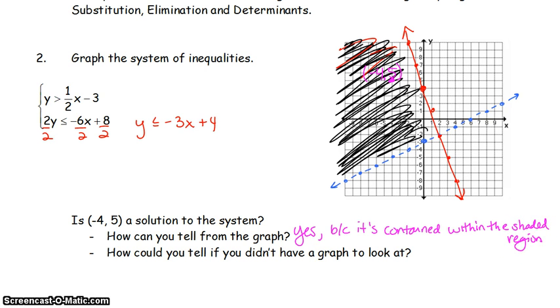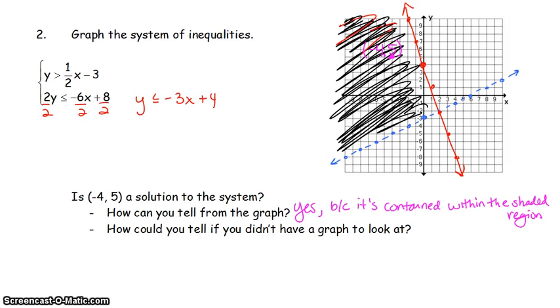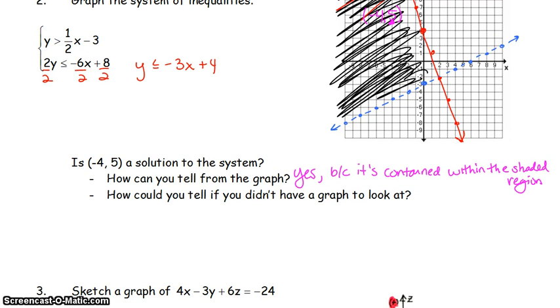Now, if you don't have a graph and you don't want to waste the time to make a graph, you can also check to see if it's part of a solution by looking at the actual equation by hand. We've got two equations. y is greater than 1/2 x minus 3. We plug in our point of -4, 5. Our y is 5. Our x is -4. Half of -4 is -2. 5 is greater than -5, so that one's going to work.